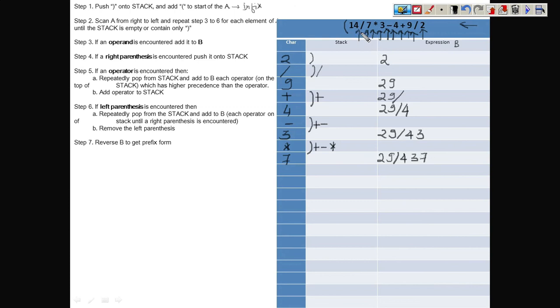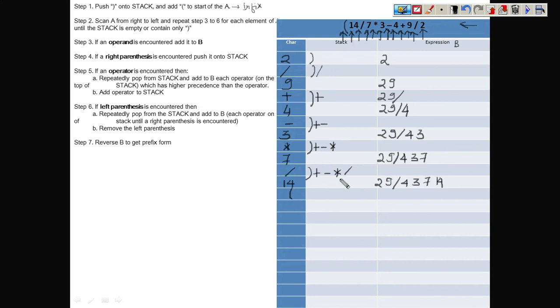Then you read division. Now when you read division, you need to look into the stack. Again, there is no operator which is of higher precedence than division, so you simply push it into the stack. Then you read 14. So 14 is going to be added directly to the expression. And then you read this left parenthesis.